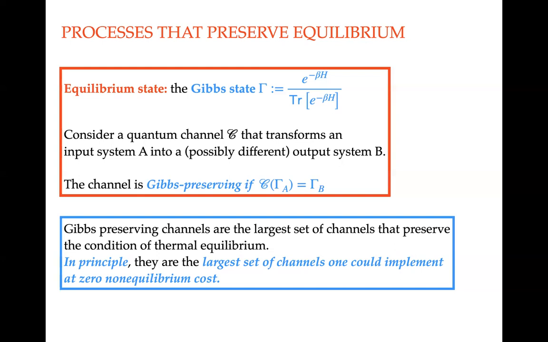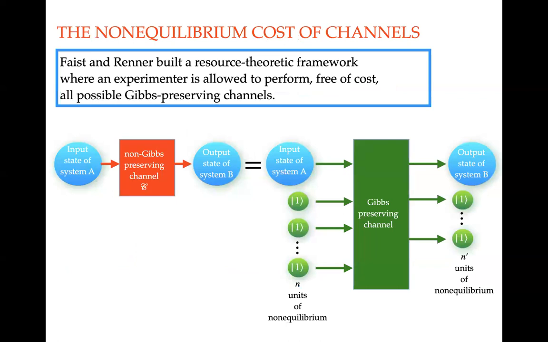Physically, what we could do in the lab maybe is not every Gibbs preserving channel. Maybe we would be restricted to thermal operations or other classes of operations. But at the level of principle, this is the biggest class that you could even think to realize at zero non-equilibrium cost. Now, what is the framework? In this PRX paper in 2018, Faist and Renner defined a resource theory where you have an experimenter that is allowed to perform every Gibbs preserving channel free of cost.